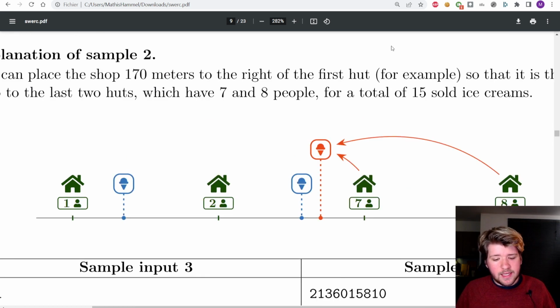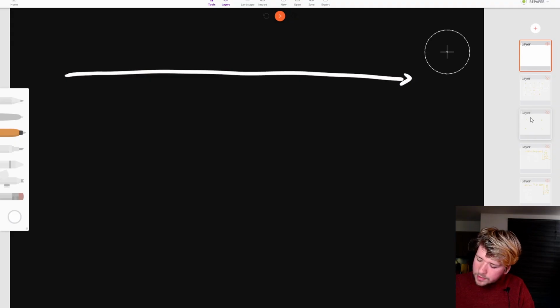For this test case, the perfect spot is in orange as well. There are 15 people here who would be closest to our shop in orange than to any existing shop, which is in blue. The goal here is not necessarily to find the position at which we can place our shop. It's actually to find the maximum amount of people that we can find, but the algorithm would be exactly the same. So let's draw the axis.